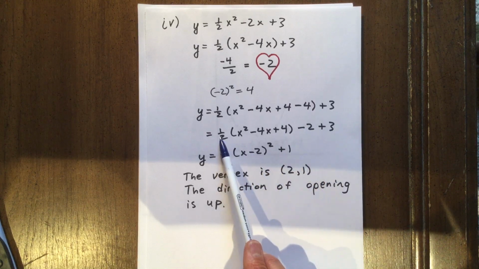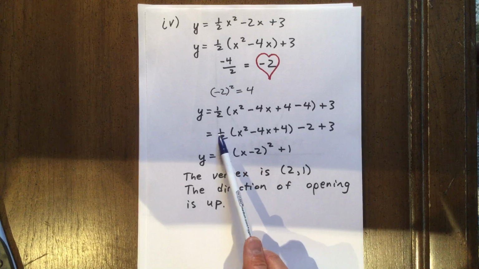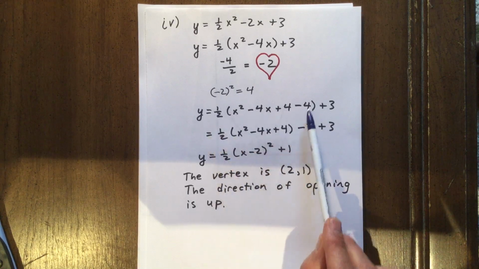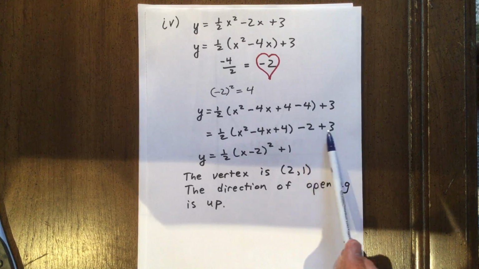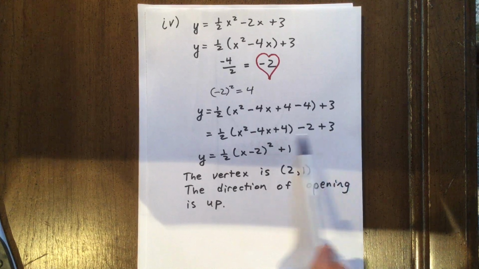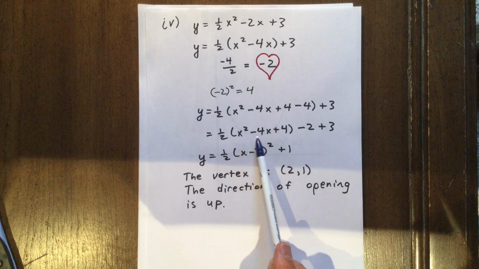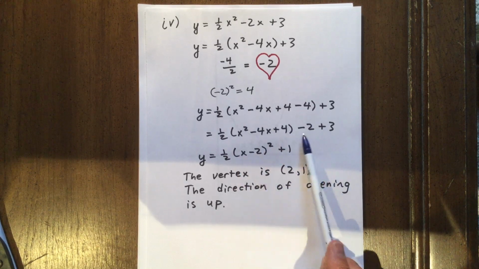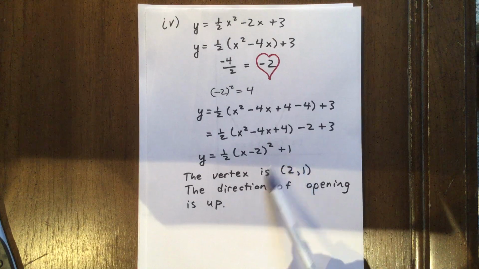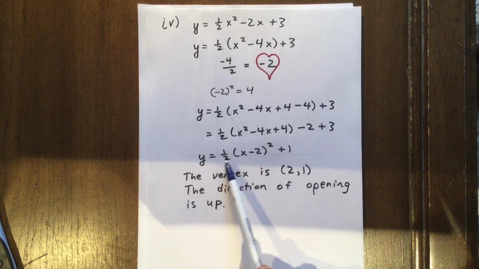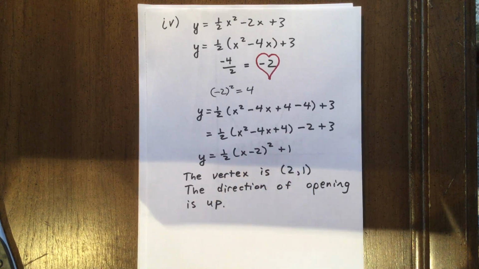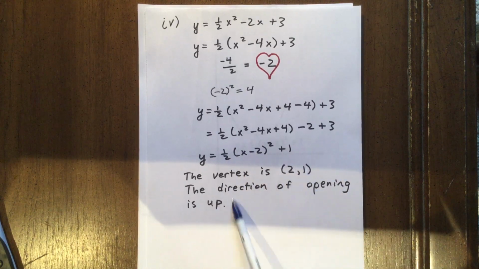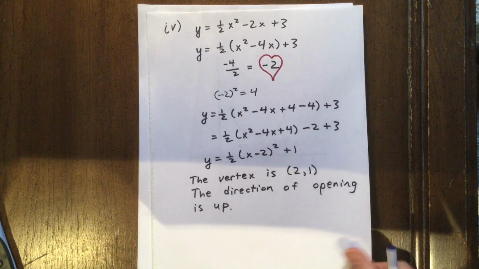We then distribute out the negative 4, but first we have to multiply it by 1/2. So 1/2 times negative 4 is negative 2, and we have the positive 3. Then we complete the square. X squared minus 4x plus 4 is x minus 2 quantity squared. Negative 2 plus 3 is positive 1. So we have 1/2 x minus 2 squared plus 1. The vertex is positive 2, positive 1, and the direction of opening is up.